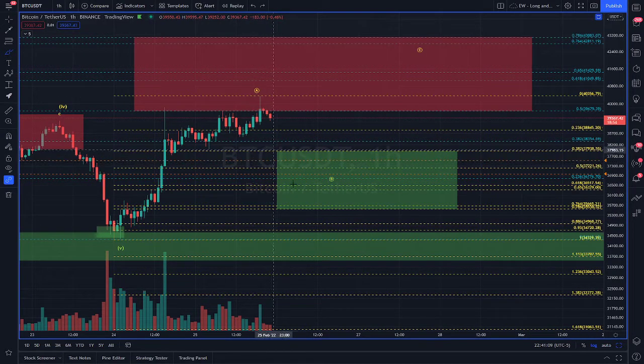But right now I really cannot tell you what the highest probability situation is, just because we are dealing with corrective structures, and like I said, they take many forms. So I'm going to be waiting. I'm not setting limit orders here.